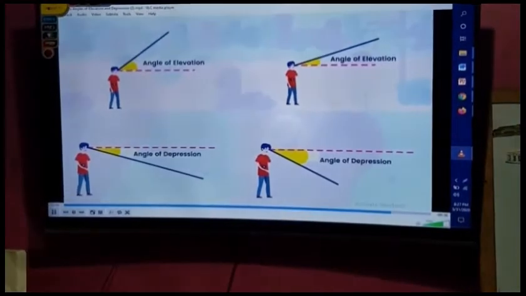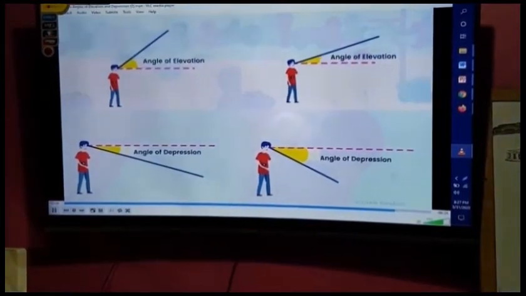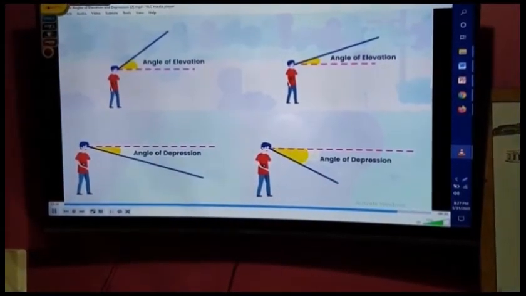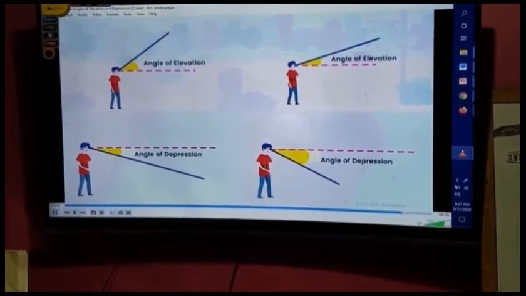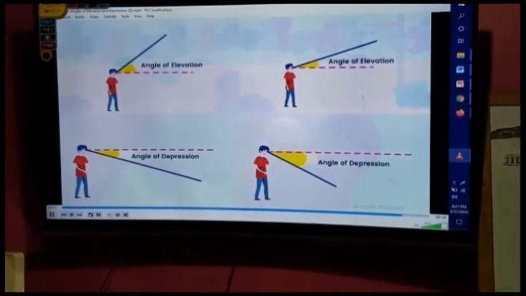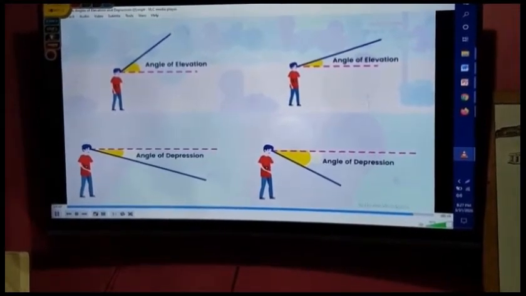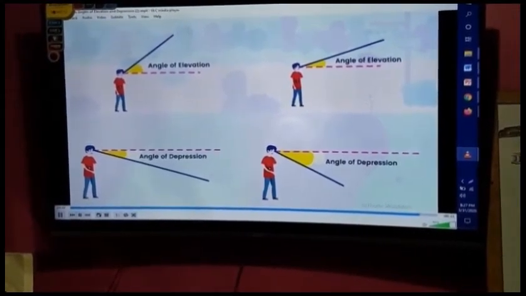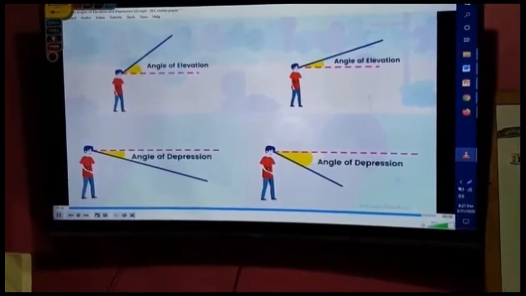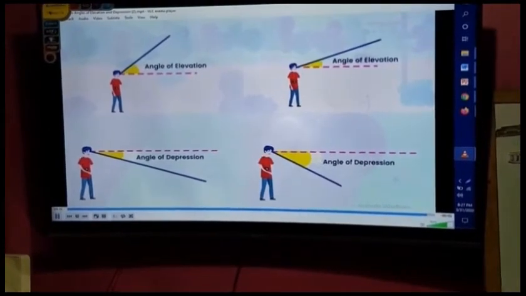All in all, when we look up, an angle of elevation of the object from us is formed. Specifically, angle of elevation is the angle between the horizontal and line of sight. When we look down, an angle of depression of the object from us is formed. And an angle of depression is the angle between the horizontal and the line of sight too.